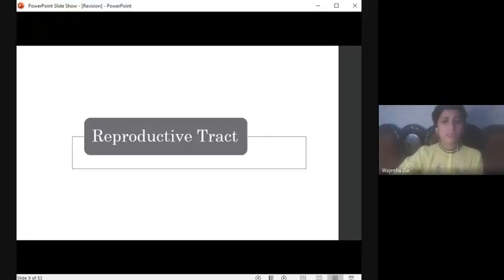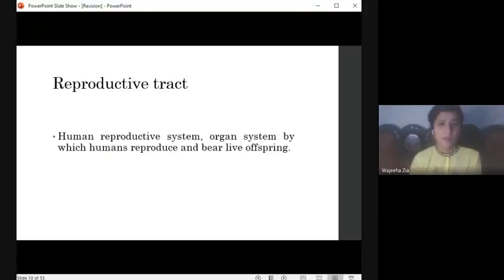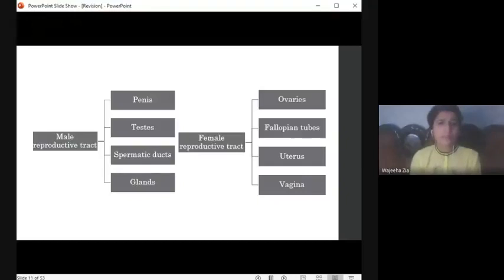Now we'll start with the reproductive system. The reproductive system or the reproductive tract is the main tract which is responsible for the population increase. It is related to the increase in the generation system. By this system, human beings reproduce their offspring. So this is very important in the case of new generations. When we talk about the reproductive system, the male reproductive system is different from the female reproductive system. The male consists of different parts, and the functioning is also different. And in the case of the female, the parts are different and the functioning is different.